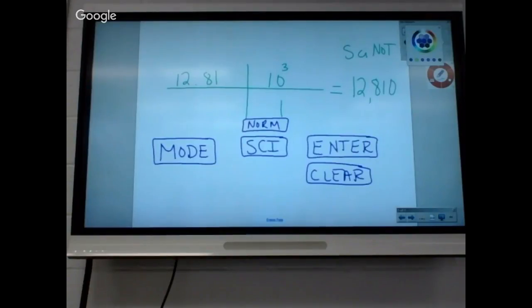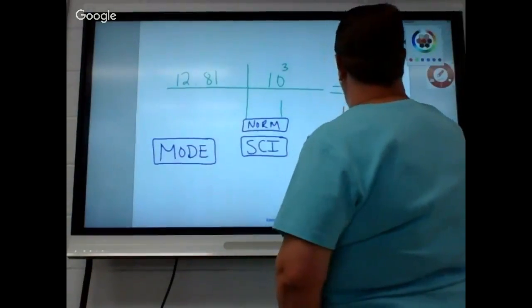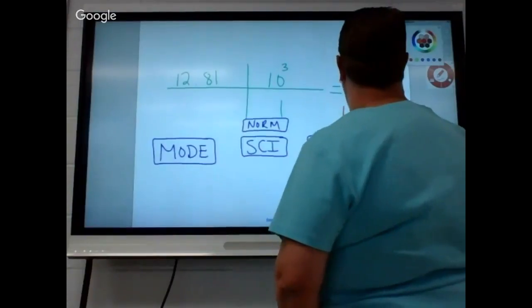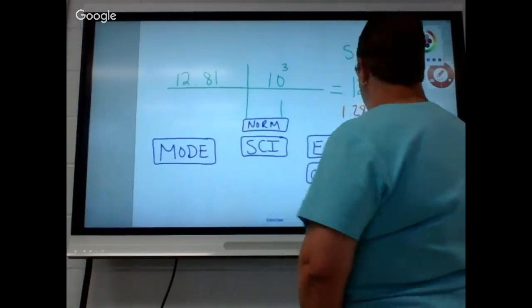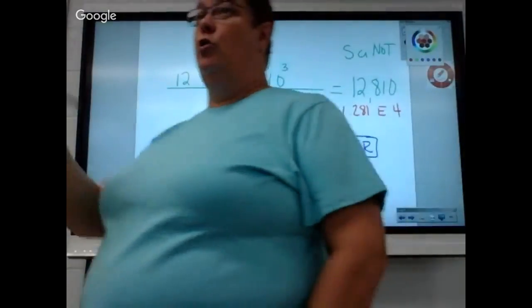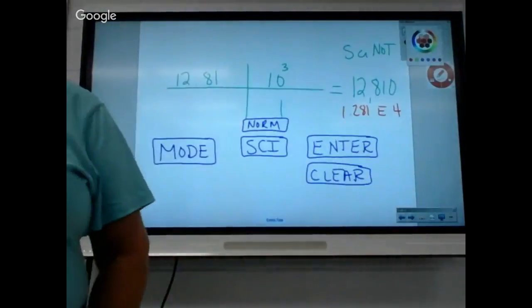Okay? So, if I want that answer in scientific notation, if you didn't mess up on the calculator and you followed those steps, all you had to do is hit enter again and it will change your answer. Okay, if you messed up the steps, then just punch it in the calculator again and it'll give you your answer. Now, when it pops up on the calculator, you got 1.281 E what? Now, this is not your answer.